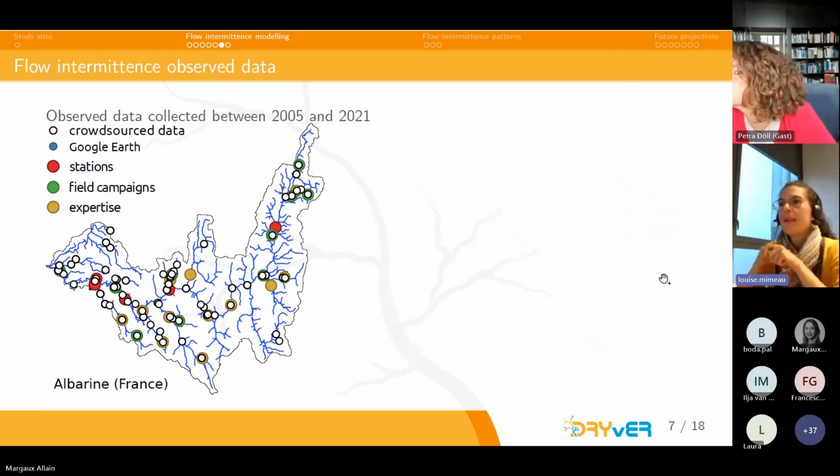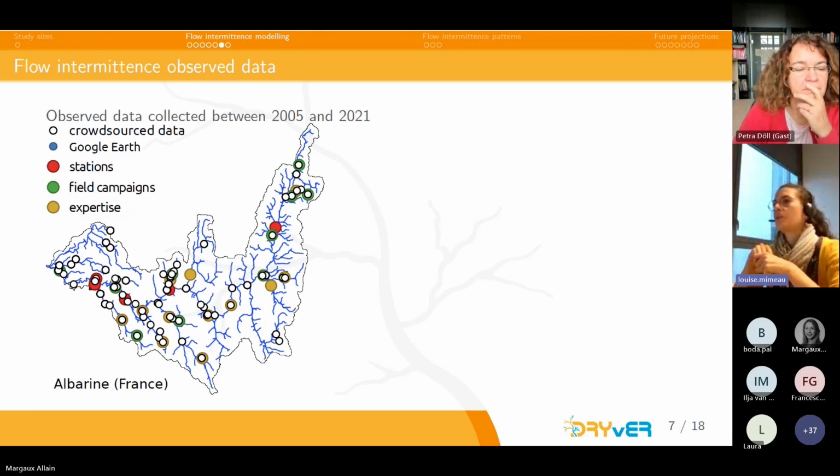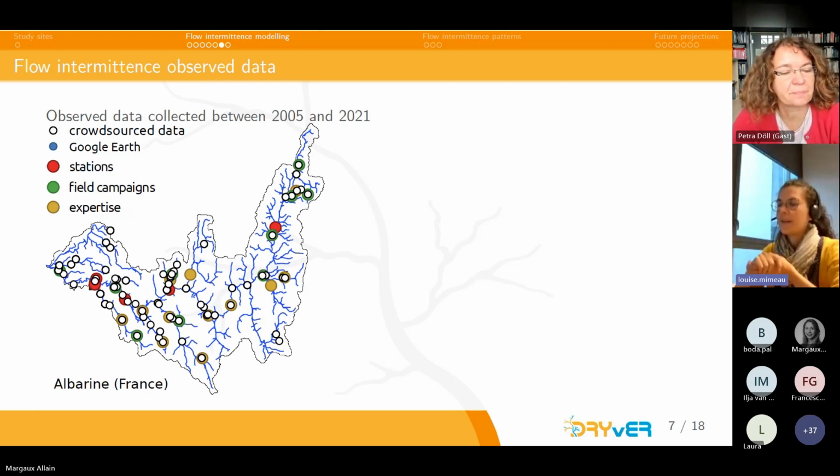And we also use data coming from the field campaigns that were conducted inside the DRYvER project. So these are the green points here. We have around 10 sites per catchment. It's a site where there were some cameras taking pictures every day, depending on the catchment, from 2 months to up to 4 years, I think.